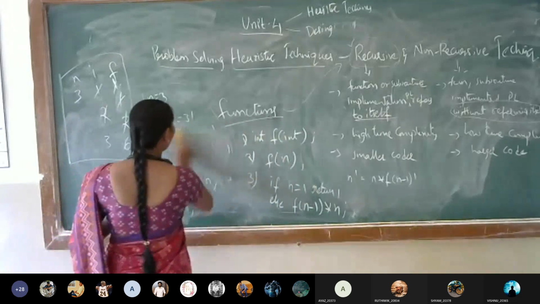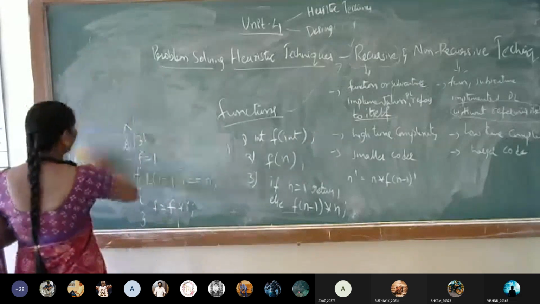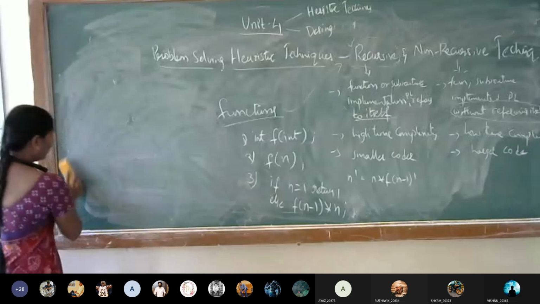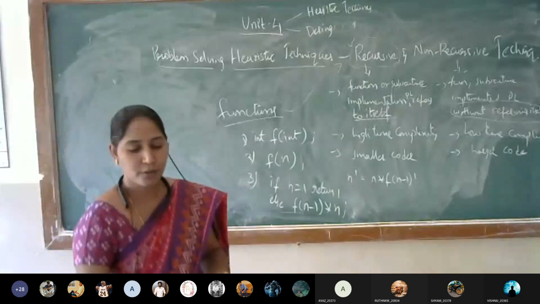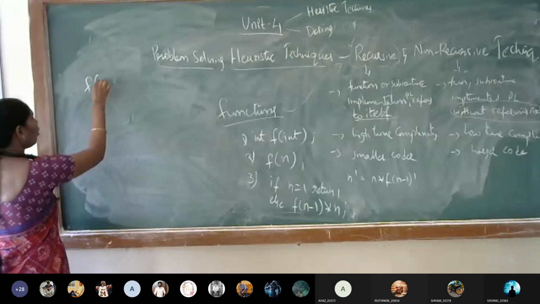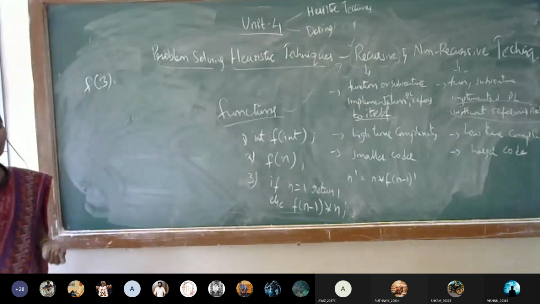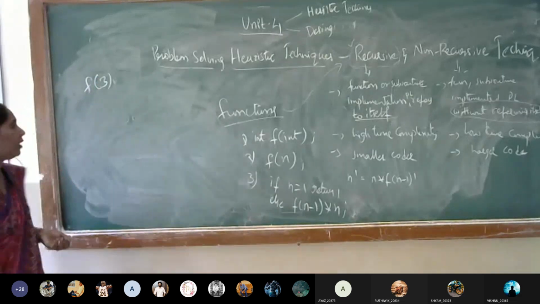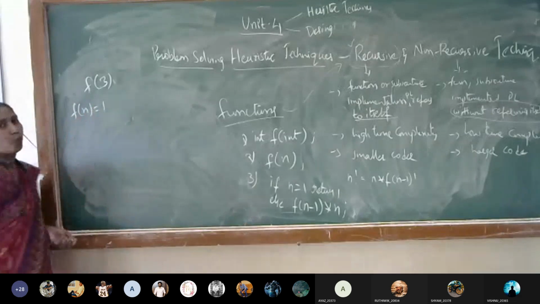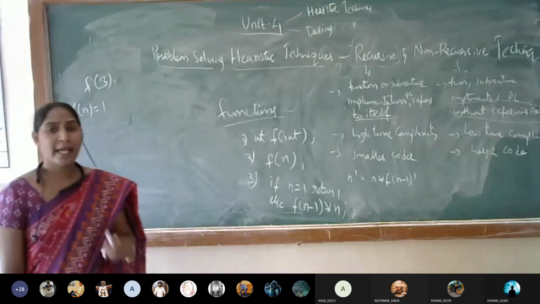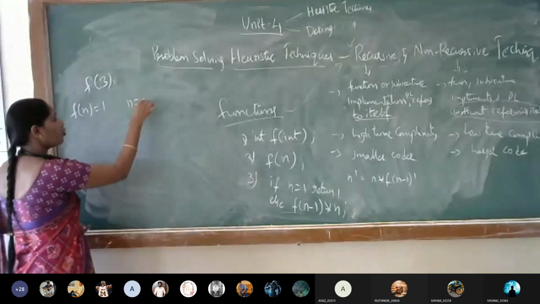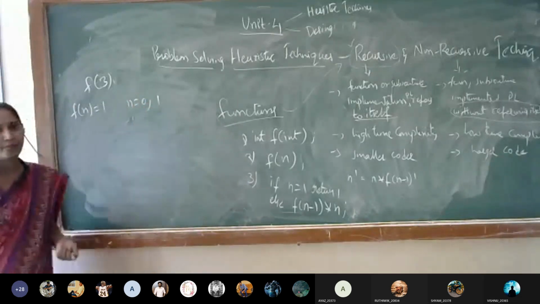Now we'll see how we are going to execute that particular self-referential function by making use of the recursive mechanism. For example, if I want to find the factorial of 3, first I need to specify f of n is equal to 1 when n is equal to 0 or 1.